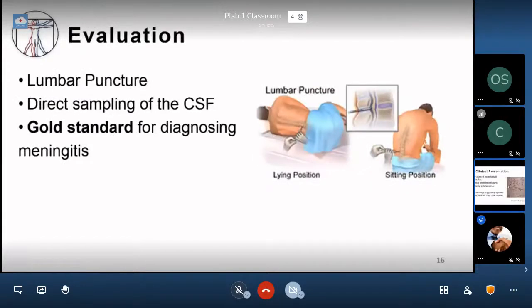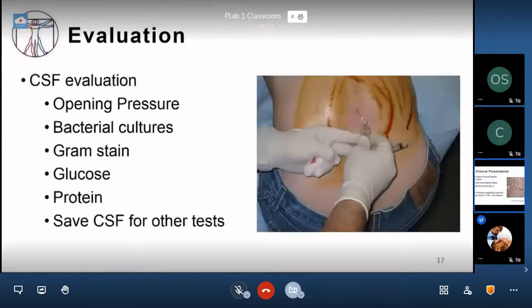Since you may not know exactly what is causing the patient's symptoms when they come in with fever and neurologic symptoms, the initial evaluation is the same for all types of meningitis and encephalitis. The gold standard evaluation is direct sampling of the CSF by doing a lumbar puncture. A needle is inserted in between the vertebra into the lumbar cistern and the subarachnoid space where the CSF is. The standard evaluation we do is determining the opening pressure to find out if the infection is causing increased intracranial pressure, which can damage brain tissue.